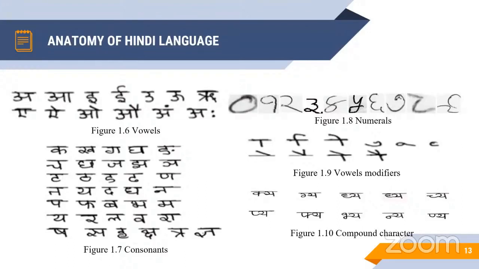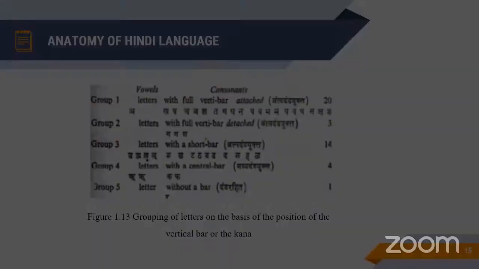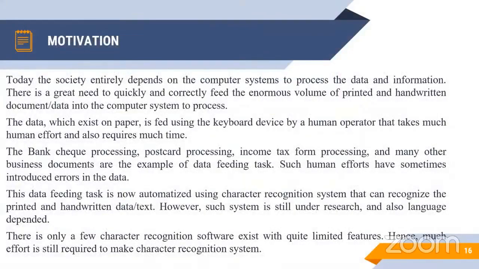The next one is the consonants, that means ka, kha, ga, gha up to ja. So these all are the very basic anatomy of the Hindi language. Now we need to go ahead with the motivation.